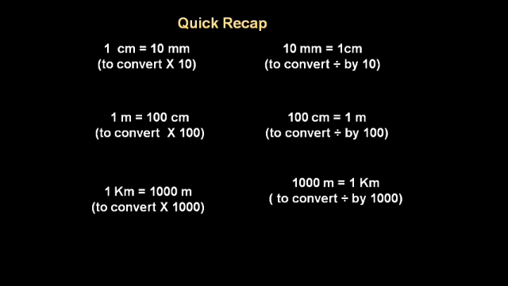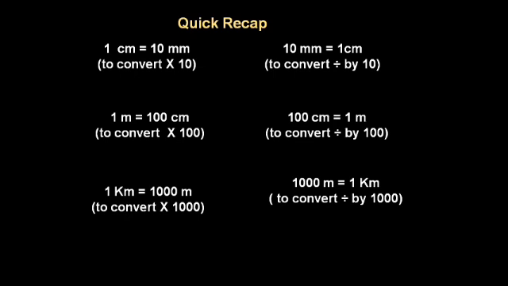In this, centimeter is the smaller unit, meter is the bigger unit, and kilometer is the biggest unit. So the ascending order of these units is millimeter, centimeter, meter, kilometer, and the descending order will be vice versa, that is kilometer, meter, centimeter, and millimeter.